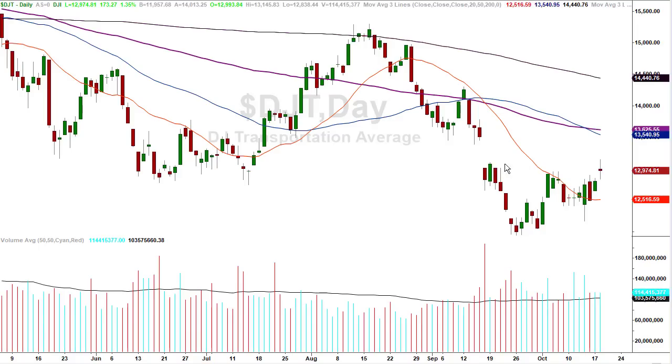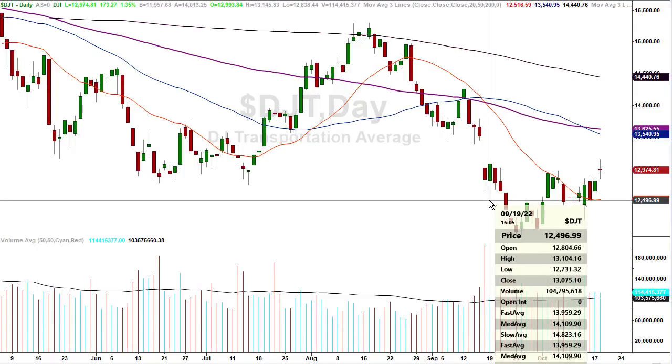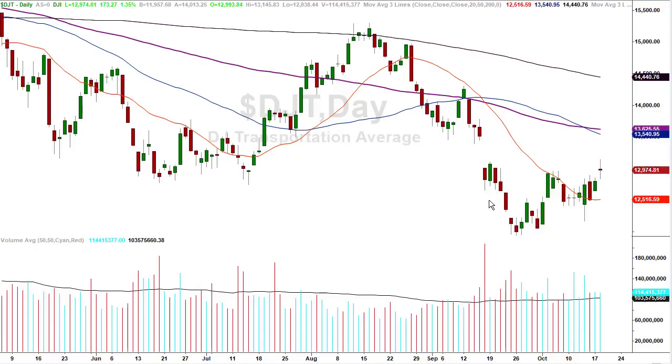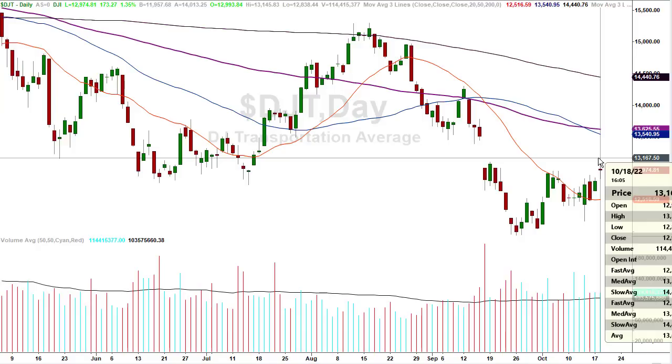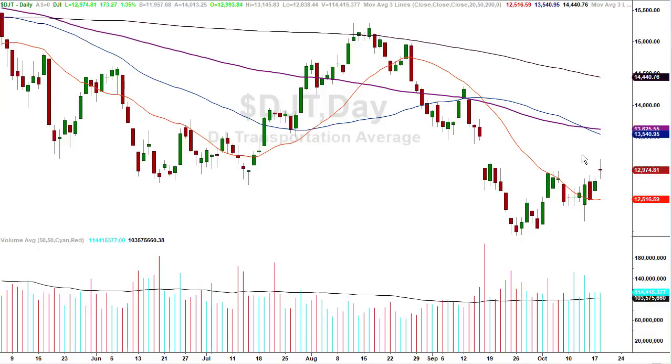What about the folks down at the transportation department? So they retested this area of the former highs. This is the gateway to no man's land. The high here, 13,104 and change. The high today, 13,145. So they tried to get in there. They weren't able to close above that. That doesn't mean they will or won't tomorrow.